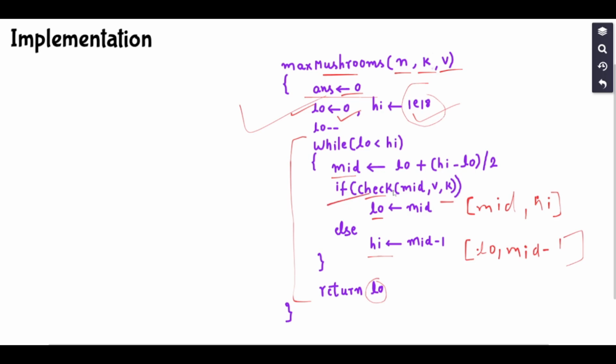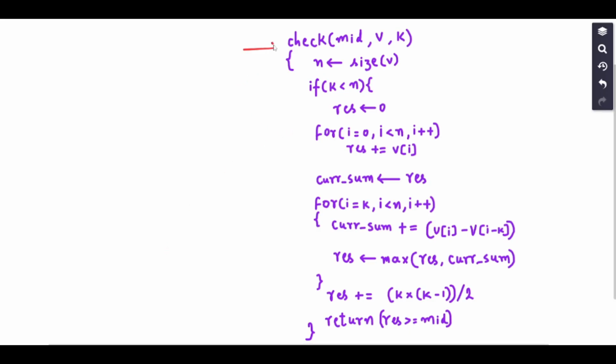Now let's see the definition of this check function. So this is a check function where I calculate the size of this array. This is the very first case which I am handling. I initialize a variable result that is going to store the maximum number of mushrooms which I can eat, and then I compute the sum of all the mushrooms that I have in the array, and this I initialize to the current sum.